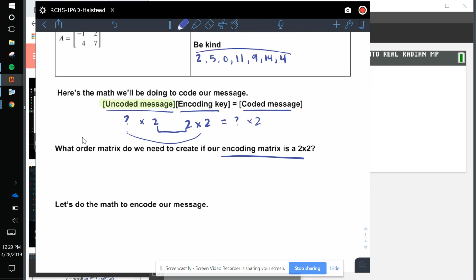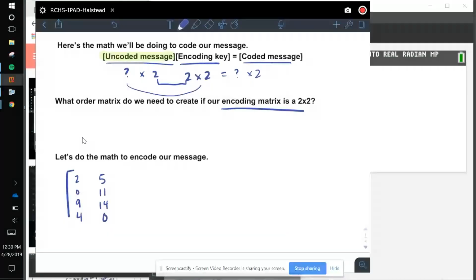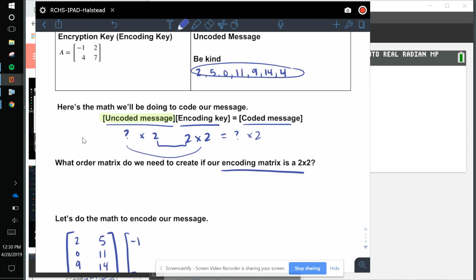Okay, so let's set this up. We're going to take our uncoded message and set it up into a something by 2. So I have 2, 5, 0, 11, 9, 14, 4, and I'm going to add an extra 0 so that I can have a placeholder. So this is the message. We're going to multiply it by the key to give us the coded message. Our key was -1, 2, 4, 7.